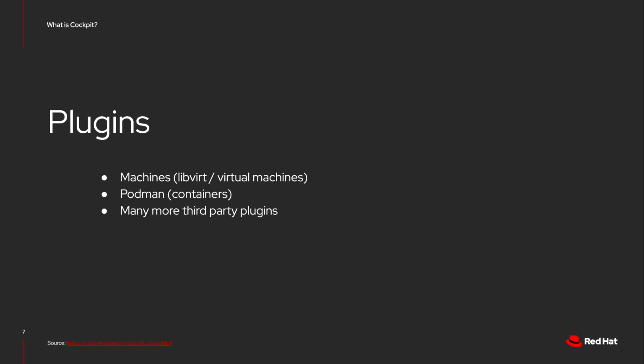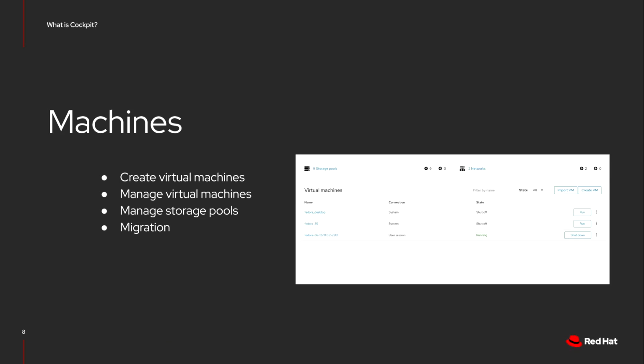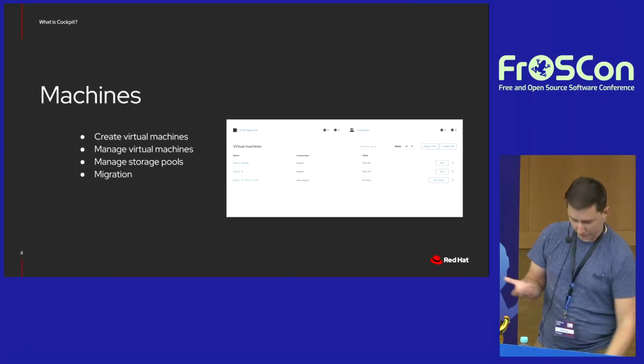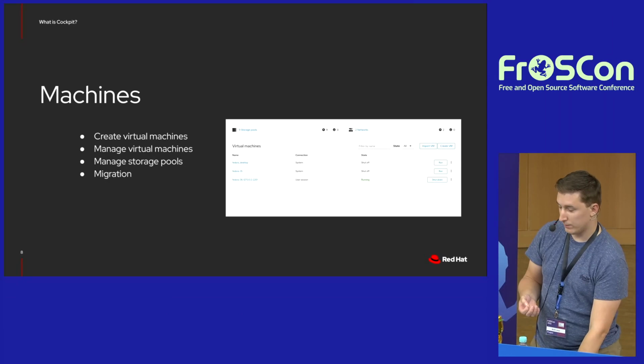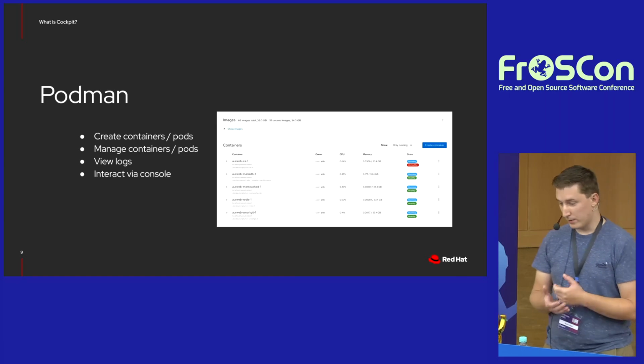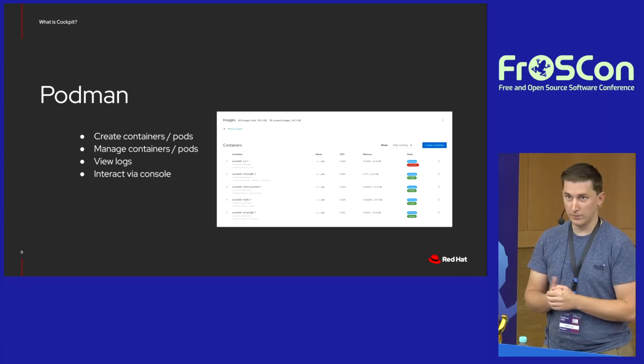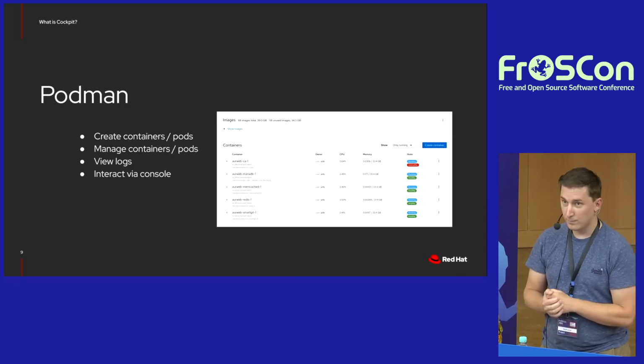We have plugins. So there's a plugin system. It's fairly easy. And two of the most prominent plugins we have are Cockpit Machines, which is a libvirt front end. You can manage your virtual machines. You can do migration between two libvirt domains, and you can basically do everything a normal user would like to do with virtual machines. The same with Podman containers. So you can create containers, manage them, interact with them.